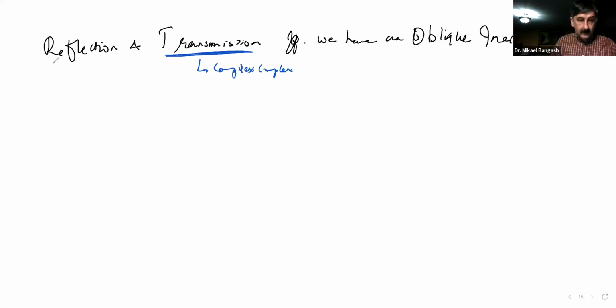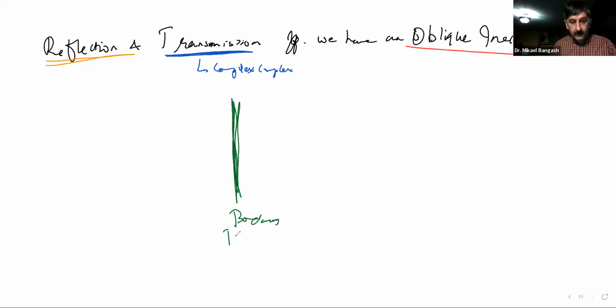Now, as far as the reflection is concerned for an oblique incidence, we already talked about that, but let me just clarify. What we have is a tissue boundary, a boundary between two tissues.